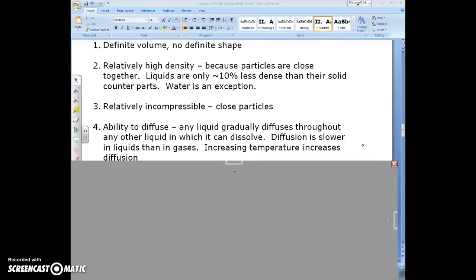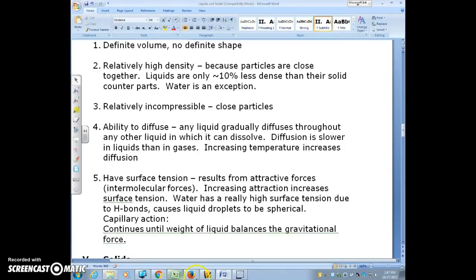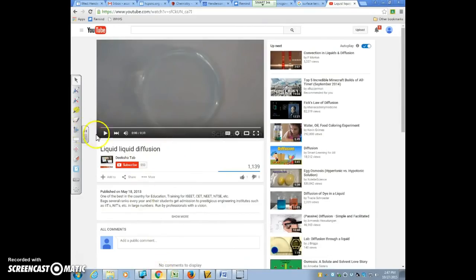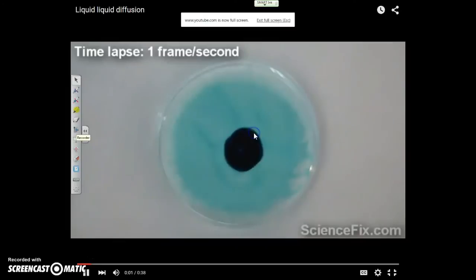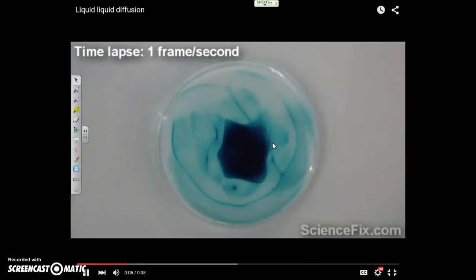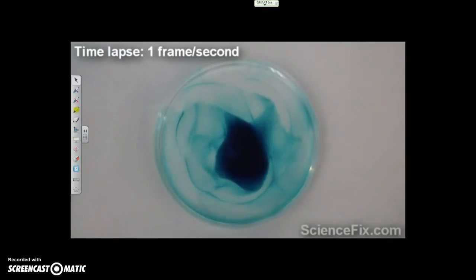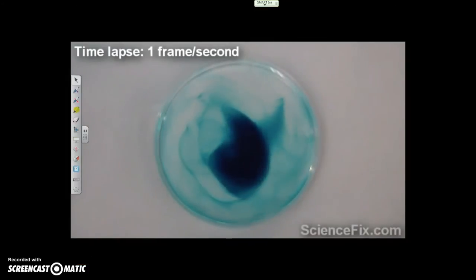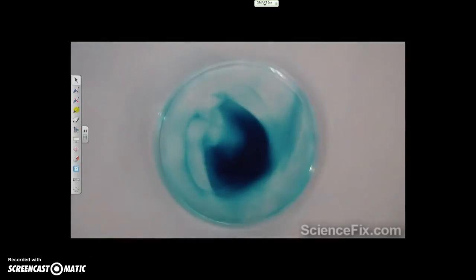I have a little video to show you that, and it does a nice job. Place 1 drop of food coloring into a petri dish with water. This is to show diffusion in action. With diffusion, the particles of food coloring move from an area of higher concentration to an area of lower concentration over time.